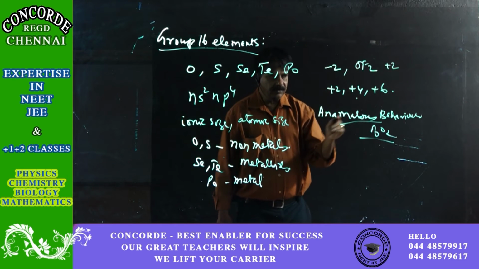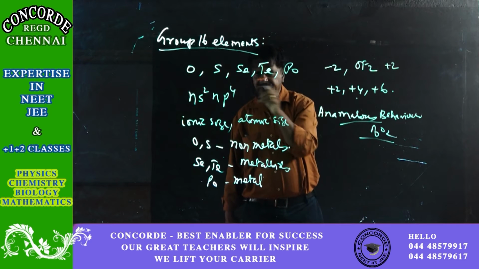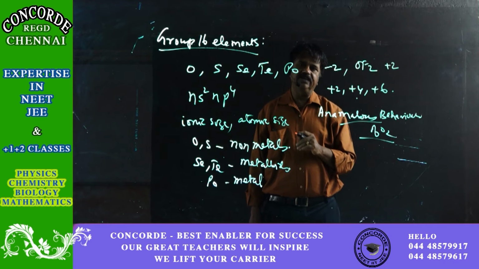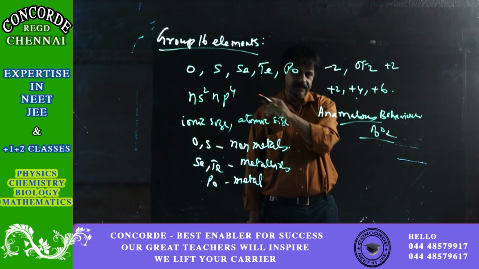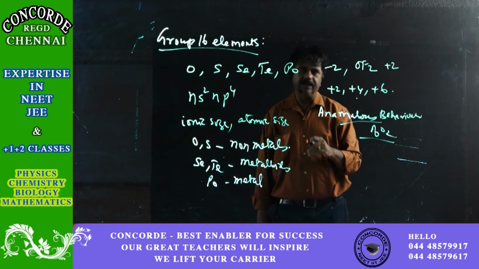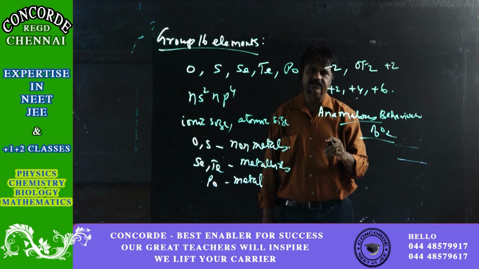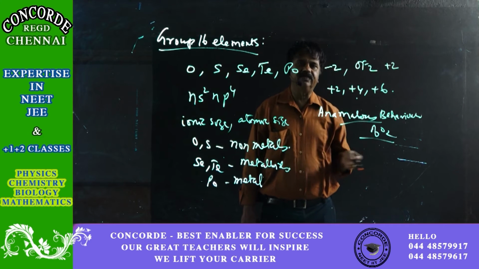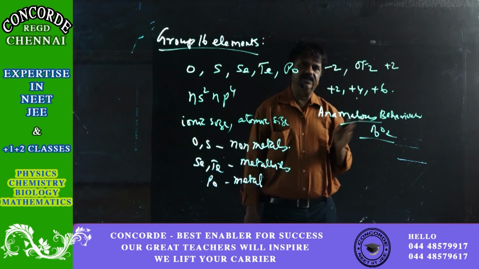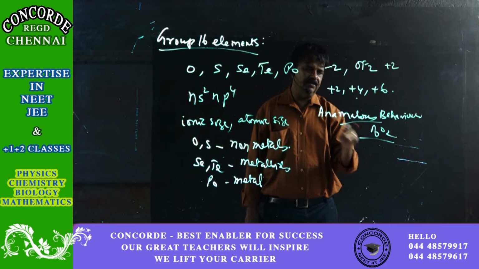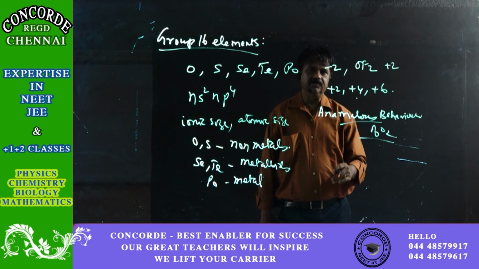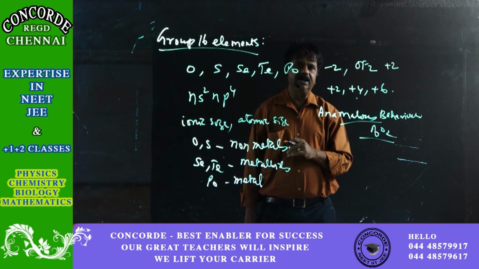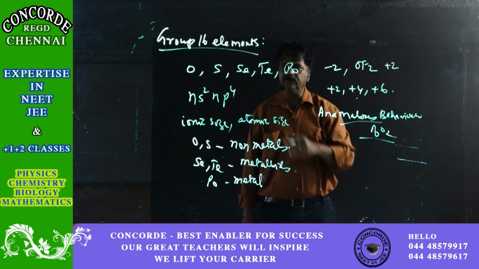As I have told, while discussing this group, the ionization enthalpy decreases down the group. For oxygen, the ionization enthalpy is exceptionally high because it is very difficult to remove an electron, as oxygen is highly electronegative. It only accepts electrons. The ionization enthalpy of oxygen is comparatively high compared to the other elements.